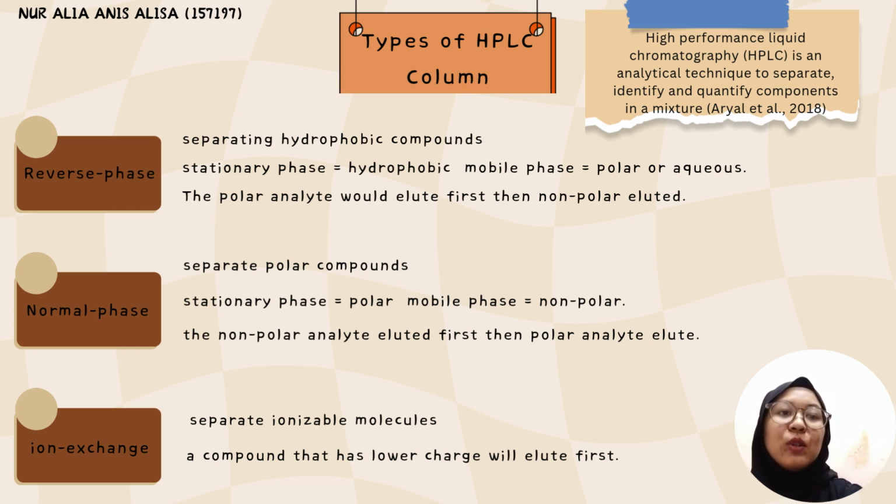This separation makes use of a mobile phase that is driven by pressure to pass through a column filled with stationary phase. Stationary phase is a solid or liquid that is fixed to support material, while the mobile phase is a liquid that transports the mixture through the column. There are several types of HPLC column, which are normal phase, reverse phase, and ion exchange. These different types of HPLC columns have different separation mechanisms. Now, let's see the different types of HPLC column.